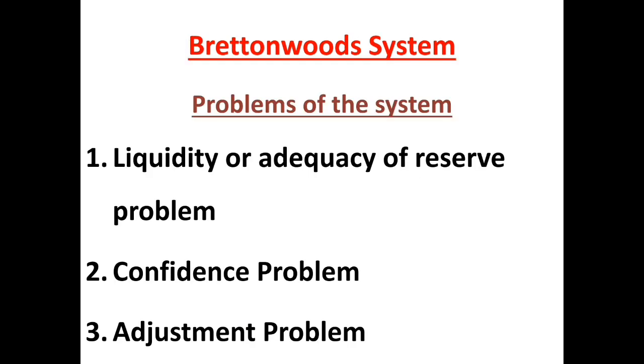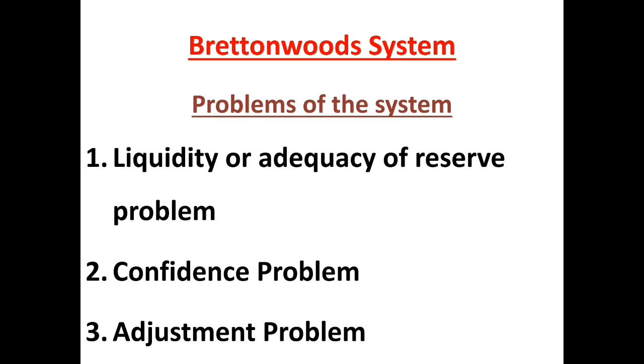These were the problems faced by the Bretton Woods system. One was the liquidity or adequacy of reserves problem. During the Bretton Woods era, the only reserve assets were gold as well as dollars. As we know, the availability of gold is limited, and the US was unwilling to print more and more dollars because every dollar involves a gold convertibility of the dollar. So the US was reluctant to print more dollars, and the world faced a liquidity issue.